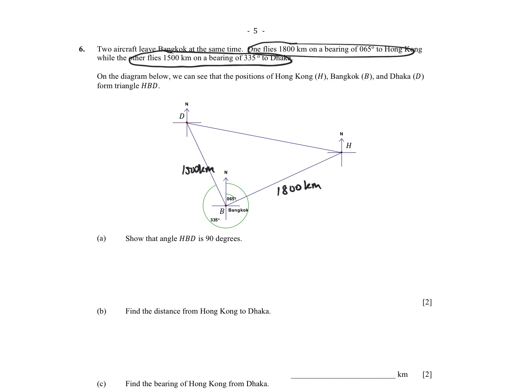On the diagram below, we can see the positions of Hong Kong, Bangkok, and Dhaka, and the triangle. So then it says, show that HBD is 90 degrees. Now, HBD is this complete angle here in that triangle. And so we already know that part of it is 65, and so we really just need to find out what that part is.